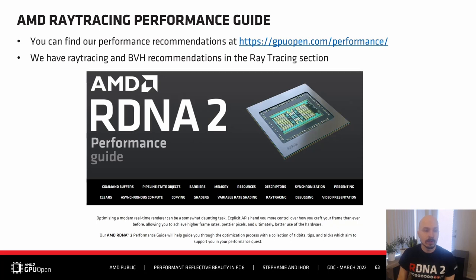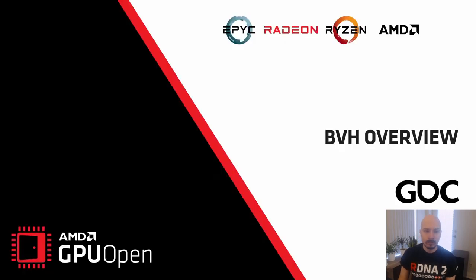We have a list of AMD Raytracing performance recommendations on GPUOpen that you can check out at the slide link over here. And these will include some of the things I've already said, as well as others that I haven't gone through. Now we'll be going over the BVH workloads and how we optimize them.